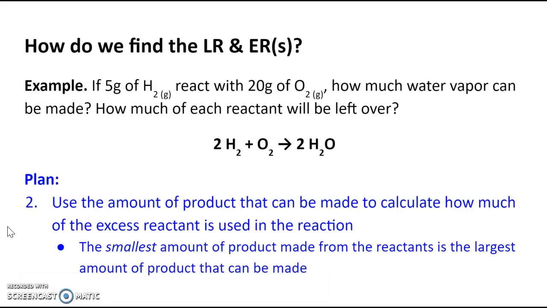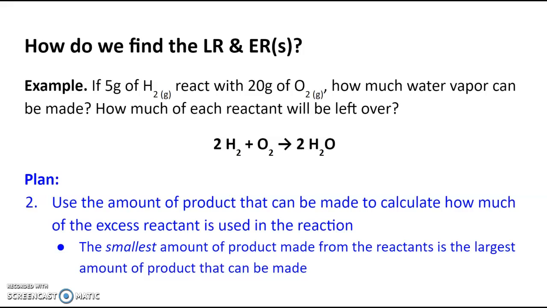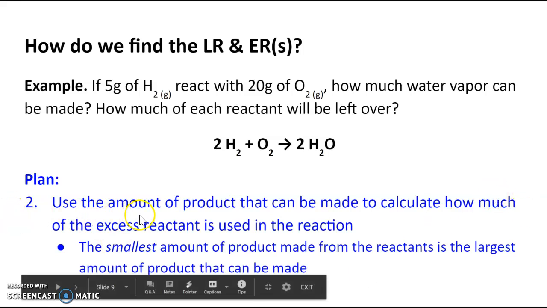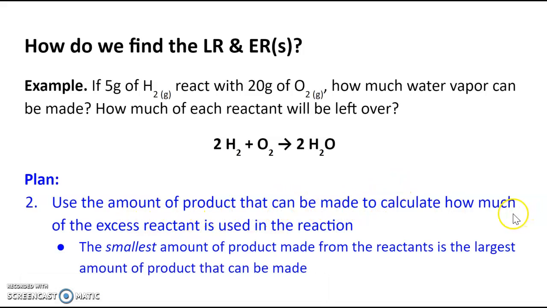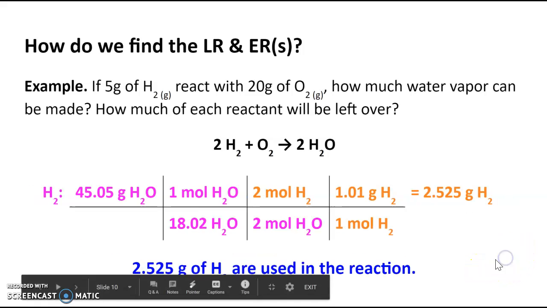Now we want to find out how much of the excess reactant hydrogen is left over. So we can use the amount of product that can be made to calculate how much of the excess reactant is used. So remember, the smallest amount of product made from the reactants is the largest amount of product that can be made. So that means we're going to use that 45.05 amount to find out how much hydrogen is used.